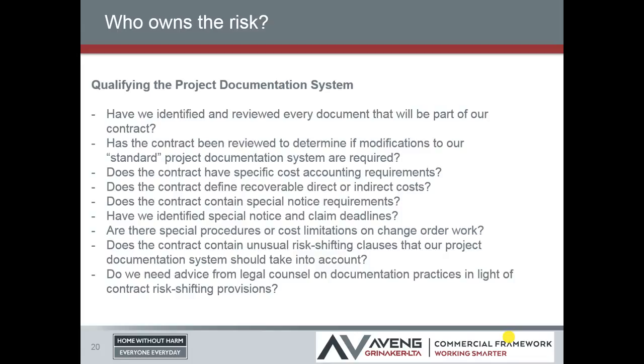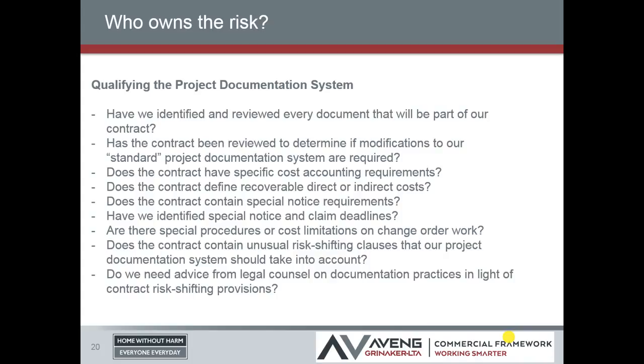Have you identified and reviewed every document that will be part of your contract? So often we look at the conditions of contract, but we don't look at the preambles, the bill of quantities, the specification, any schedules. And you have to also understand or establish at the outset the priority of those documents, so which documents take precedence over another. You also need to ask, has the standard contract or the contract been reviewed to determine if modifications to your standard project documentation system are required.